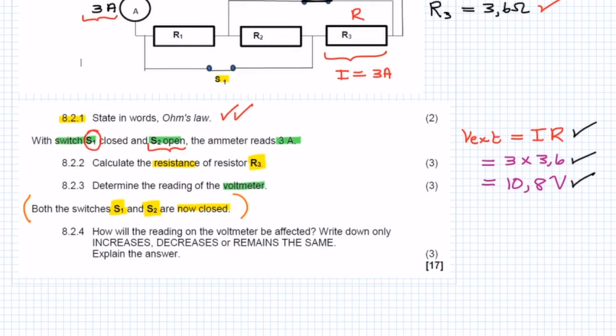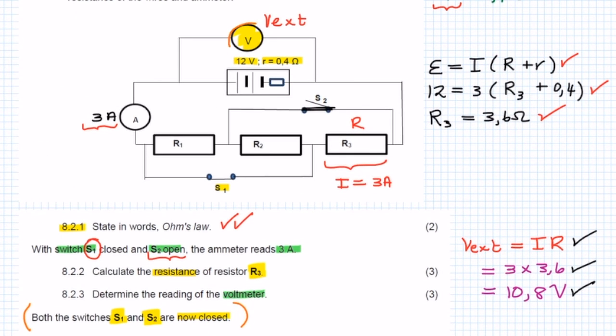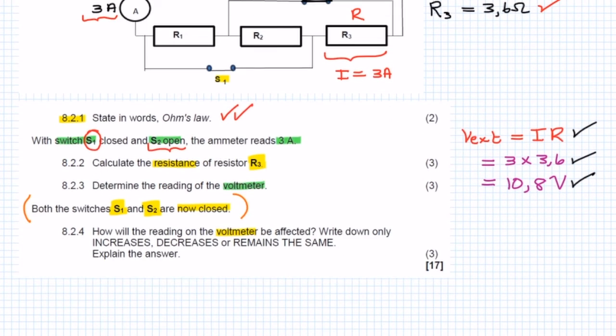So now that we understand what closing the switches does to the circuit, let's go on to the question that follows. Question 8.2.4 says, how will the reading on the voltmeter be affected? The voltmeter is over here. The voltmeter is measuring the external. Okay, so they ask, write down only increases, decreases, or remains the same, then explain.